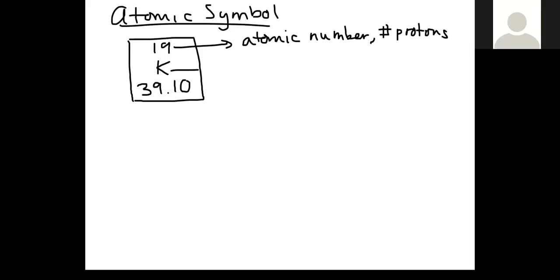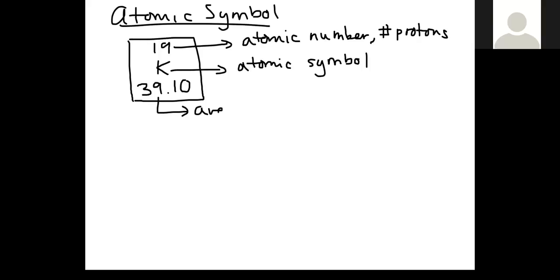And then, what's this? Our atomic symbol. Does anybody know what this element is? Potassium. That's one of the ones you have to know. So if you already know it, congratulations. And then what is that? Atomic mass. And it is your average atomic mass.